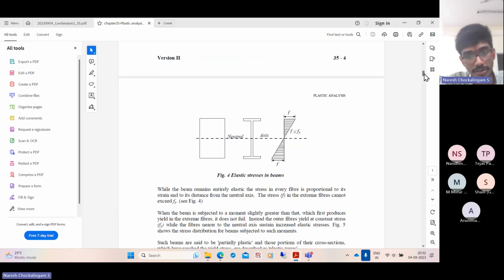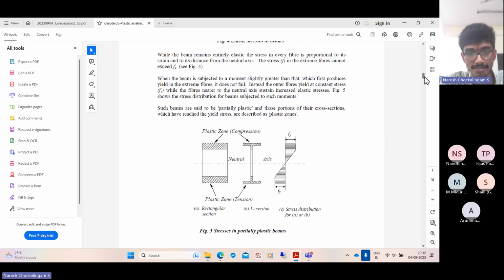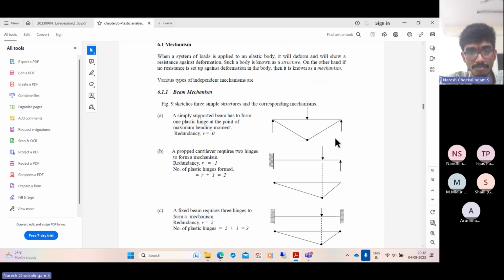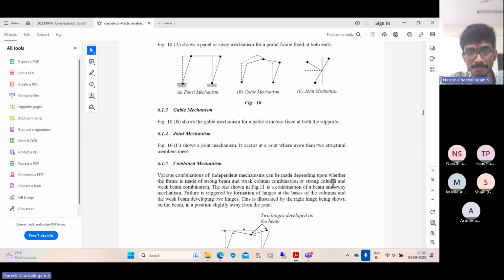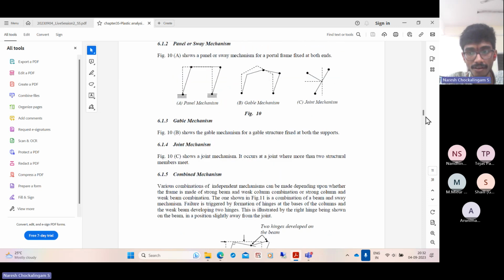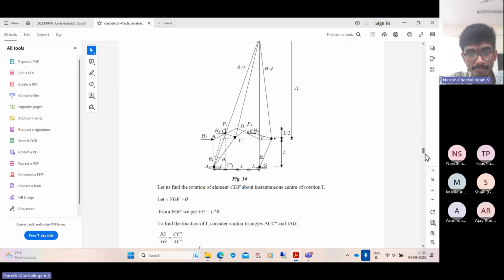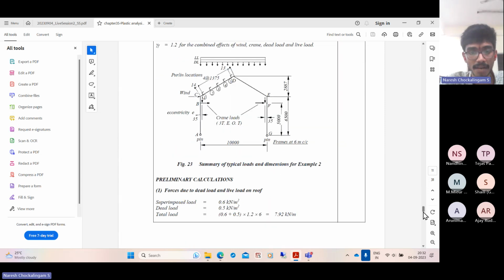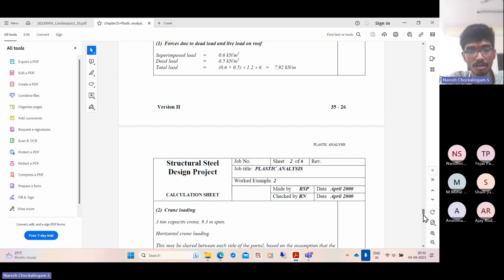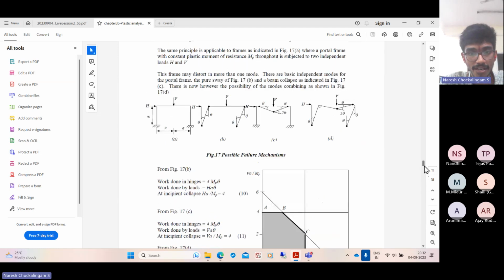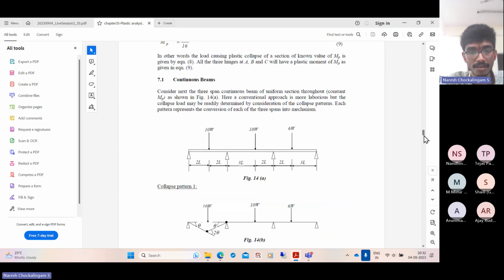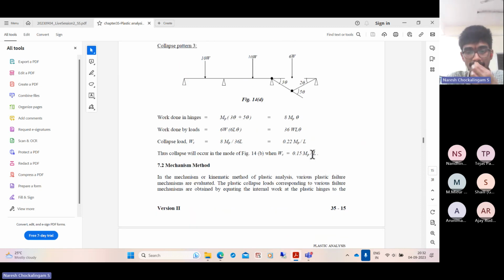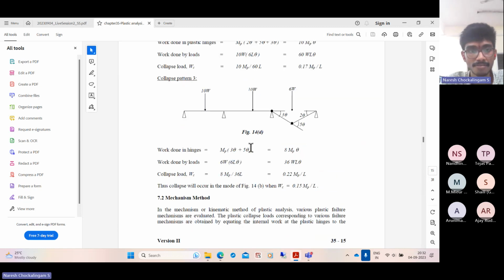So whatever I spoke about, you can get here. This elastic stresses in beam, plastic zone. This is what I just told, right? The mechanisms for a simply supported beam, prop cantilever. And they also have, towards the end, it may be a bit advanced because they deal with plastic analysis of frames, gable frames, portal frames, and so on. But you can see this, it will be helpful. Virtual work, continuous beam. So this is one collapse mechanism, this is the other mechanism, this is the other mechanism, and they get the collapse. So this will be very useful.